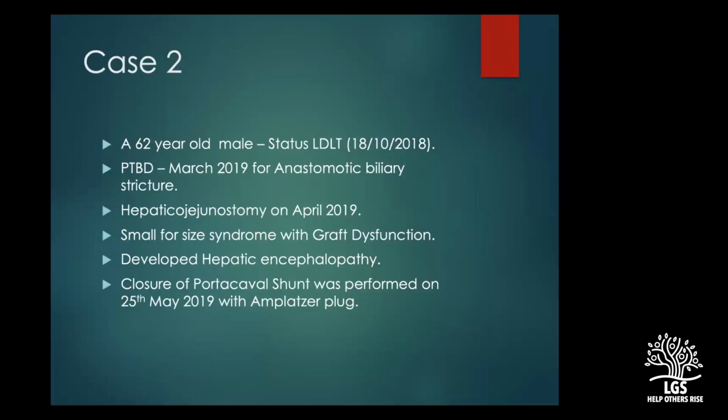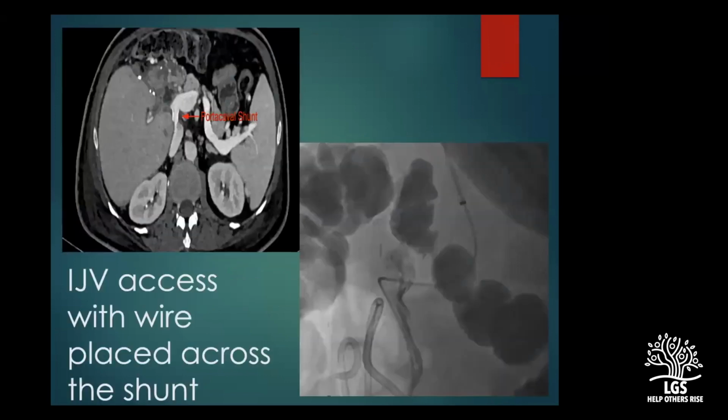And this is another interesting case wherein a patient, post-LDLT, had a HepJ, and it was a small-for-size syndrome with graft dysfunction, and he developed hepatic encephalopathy. Again, this patient had a portocaval shunt, and there was a portal steal because of the portocaval shunt, which was actually still working post-transplant.